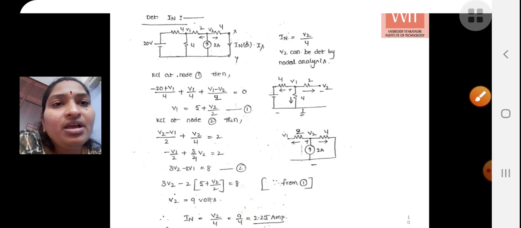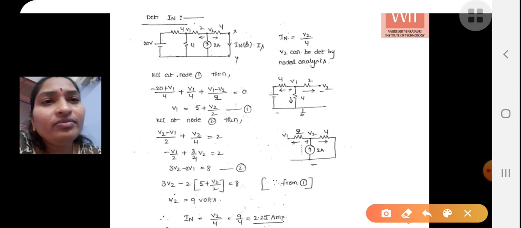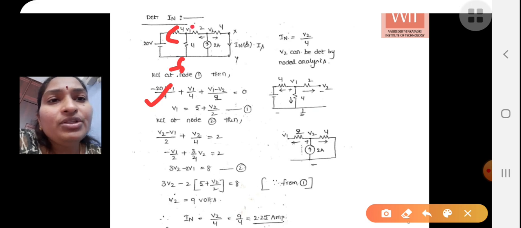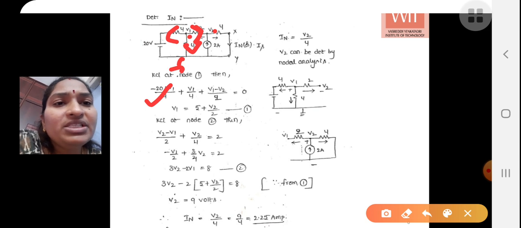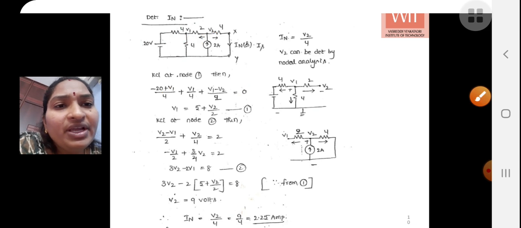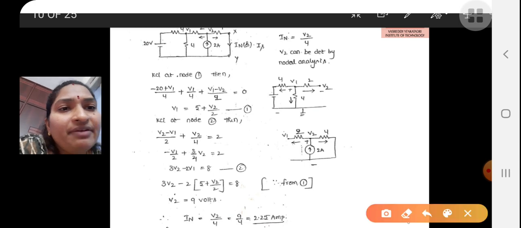So I am writing the current flowing through this branch as minus 20 plus V1 by 4, and through this branch V1 by 4, and next, the branch connected between V1 and V2, the voltage across that branch is V1 minus V2 by 2. After simplifying this equation, we have V1 is equal to 5 plus V2 by 2.